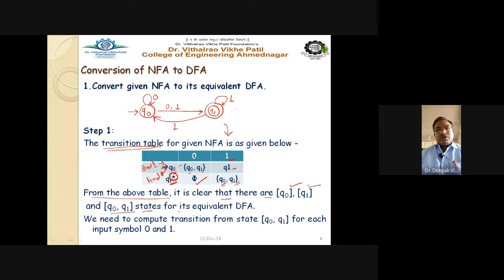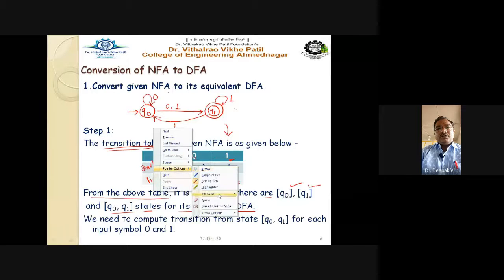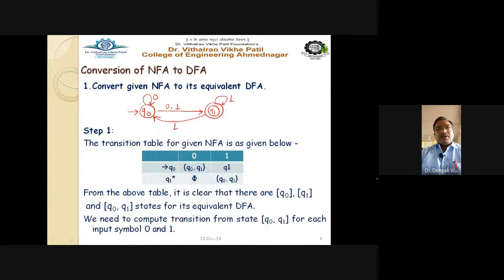q1 states for its equivalent DFA, right? So from this particular transition table you can observe and write a statement: how many states are possible? There are states, q0 is one state, q1 is one state, no doubt, because from the diagram q0 and q1 are visible to you. The states in the NFA, the equivalent states will be in the DFA.